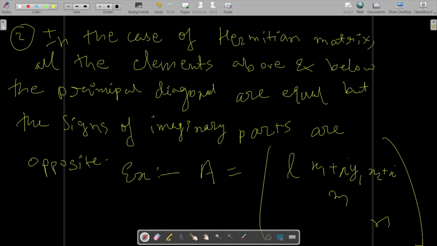Equal means equal in magnitude. How do you find the magnitude of a complex quantity? You take the square root of the sum of squares of the real and imaginary parts. So the magnitudes of this complex number are equal, but the sign of iota is opposite.